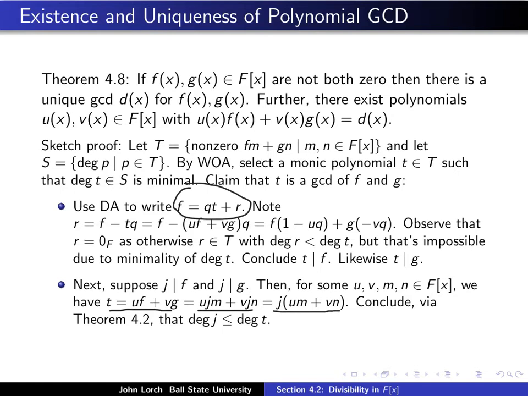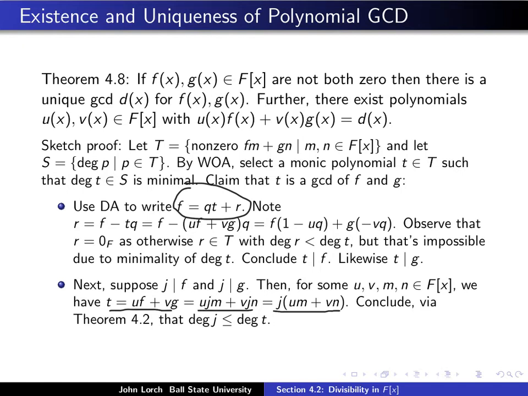Now, if you look back at Theorem 4.2, you would see that the degree of t then must be the degree of j plus the degree of um plus vn. And that means that the degree of j is less than or equal to the degree of t. And that's what we wanted to show, that if we came up with some other divisor of f and g, namely this j, then its degree can't exceed the degree of t.